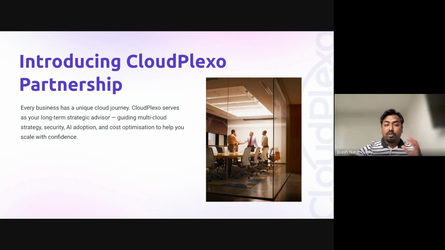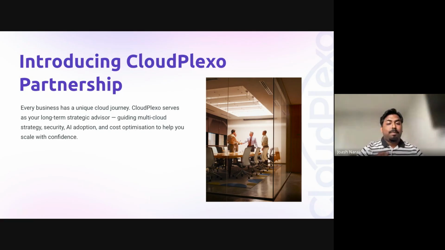Some are focused on reducing costs. Others are preparing for AI adoption. Some are modernizing legacy applications. Others are navigating compliance, security, or licensing challenges. The point is, there isn't a single cloud journey. There are thousands of different journeys. And that's why choosing the right technology partner matters.